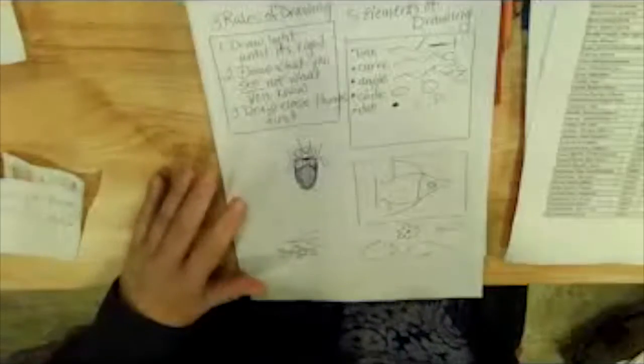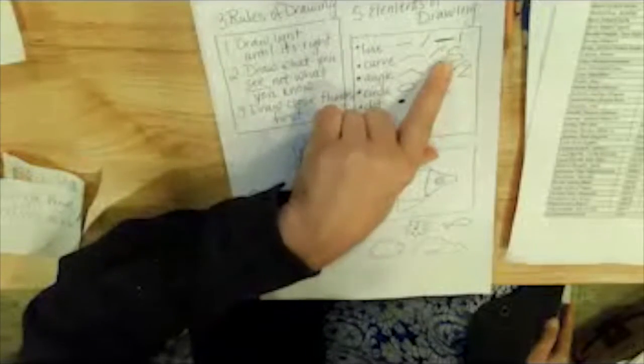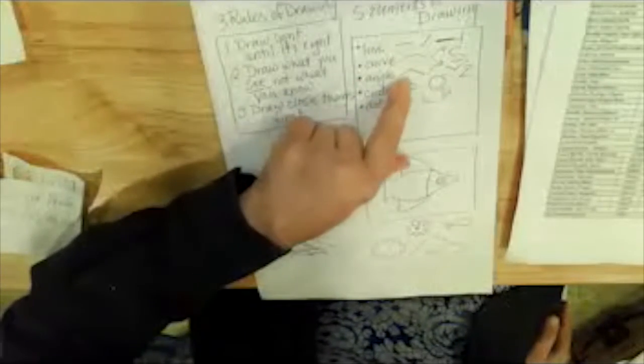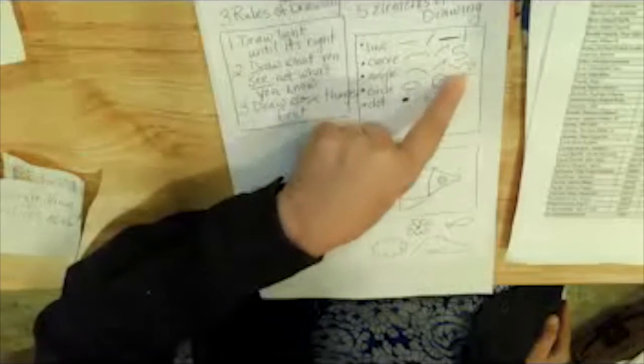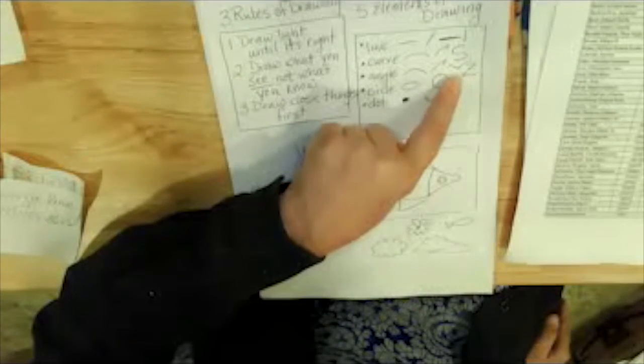So yesterday we learned about the elements. The first one, line, that's a straight line. Curve is a curve that bends one way. So if you want to make an S, that's actually 2 curves. An angle bends one way also, but it bends very sharply. So a Z is 2 angles.